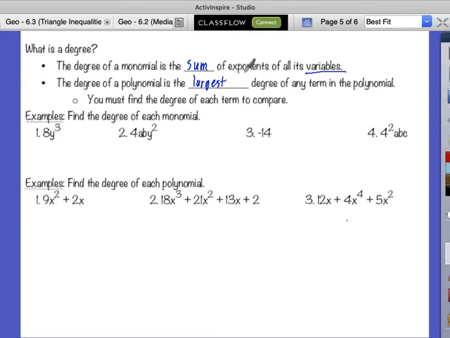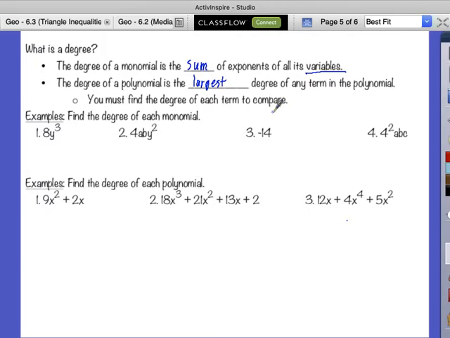So for a monomial, we add up the exponents on the variables to find the degree. For a polynomial, we have to take each term and compare them to see which one has the biggest degree, and that's the degree of the whole polynomial. And we'll go through and practice this here.